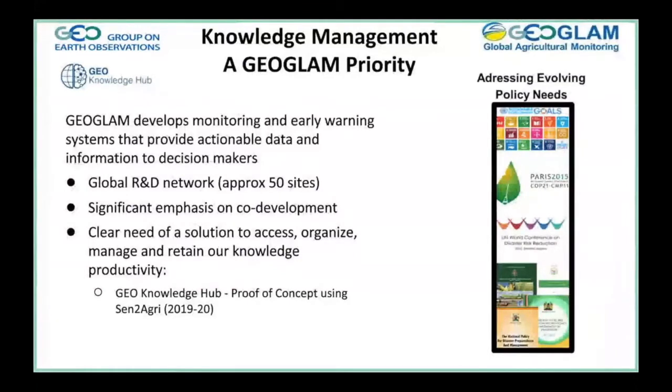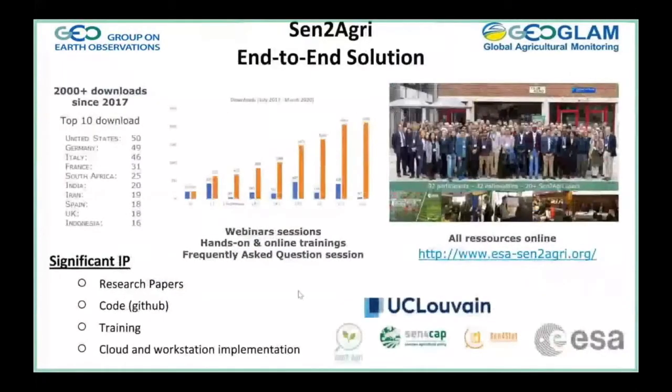With all this knowledge being developed, there's a clear need for a solution to organize, access, and manage it. For that reason, in 2019, we started to partner with the GEO Secretariat to develop a proof of concept using the Sen2Agri on the Knowledge Hub. I'll talk a little bit about Sen2Agri. It's an agricultural monitoring toolbox, an end-to-end solution. It's underpinned by that peer-reviewed research that helped develop the algorithms that could be applied to agriculture around the world. It also developed the code, which is available openly in GitHub.